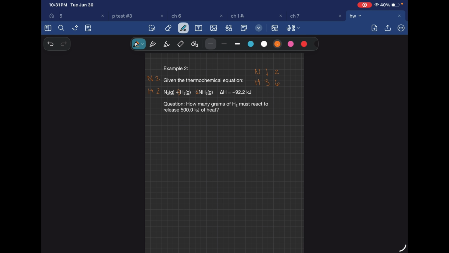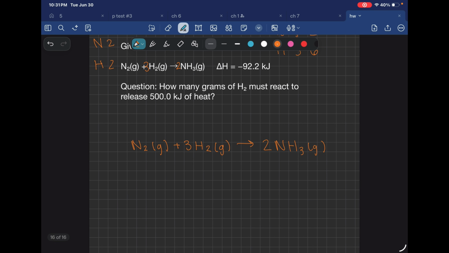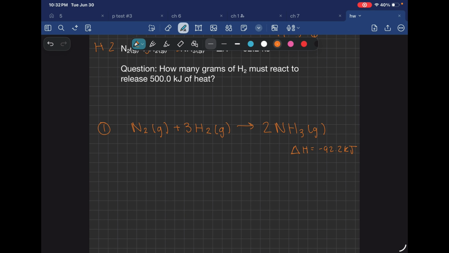So let's rewrite this just to make it a little bit more clear. We have nitrogen N2 gas, plus 3 hydrogen gas, and on our product side, we have 2 NH3 gas. And let's just bring down our delta H. Our delta H that we were given in the problem is negative 92.2 kilojoules. All right, so now that we've balanced our equation, that was our step 1. Let's move on to step 2.